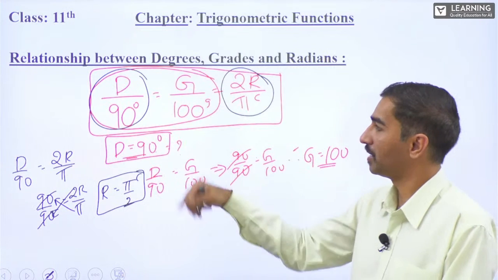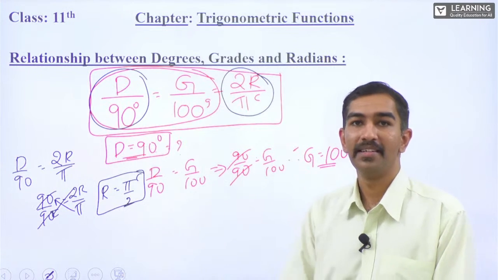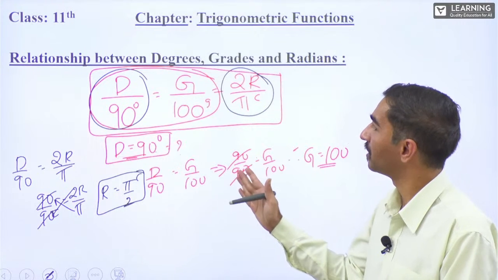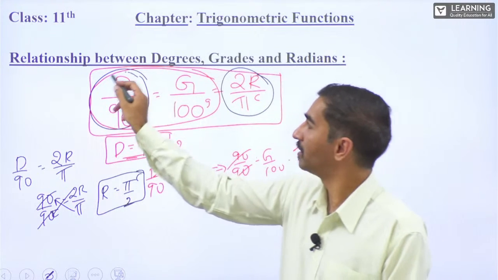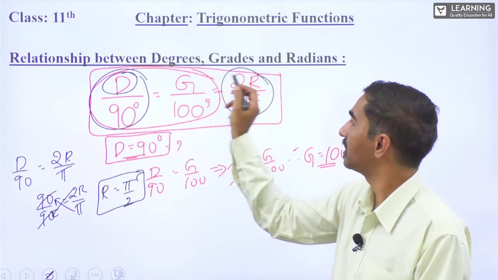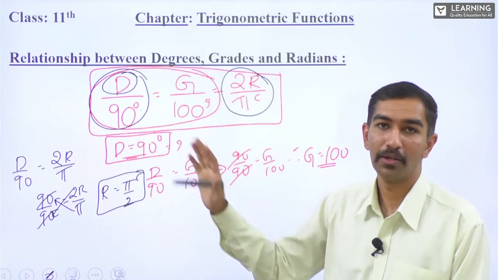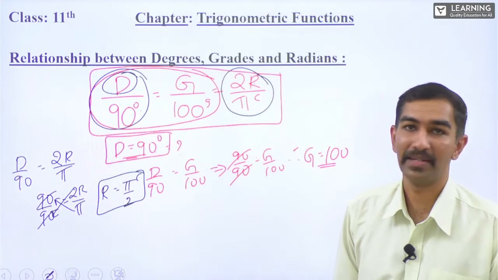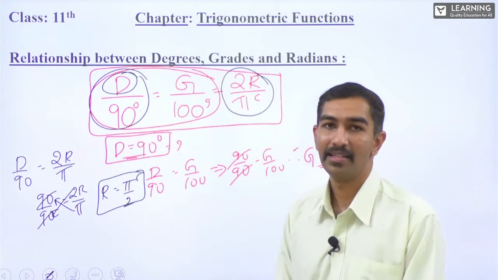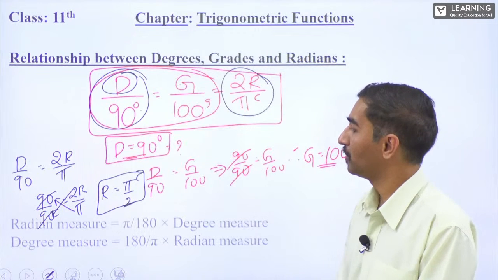100 grades is equal to 90 degrees, and 90 degrees is nothing but a right angle. So this is the relationship. If you are given this and told to calculate the grades and radians, you know what to do. Take these both or these both, simplify them, as simple as that, and you will get your desired answer. Okay, moving on to the next one.